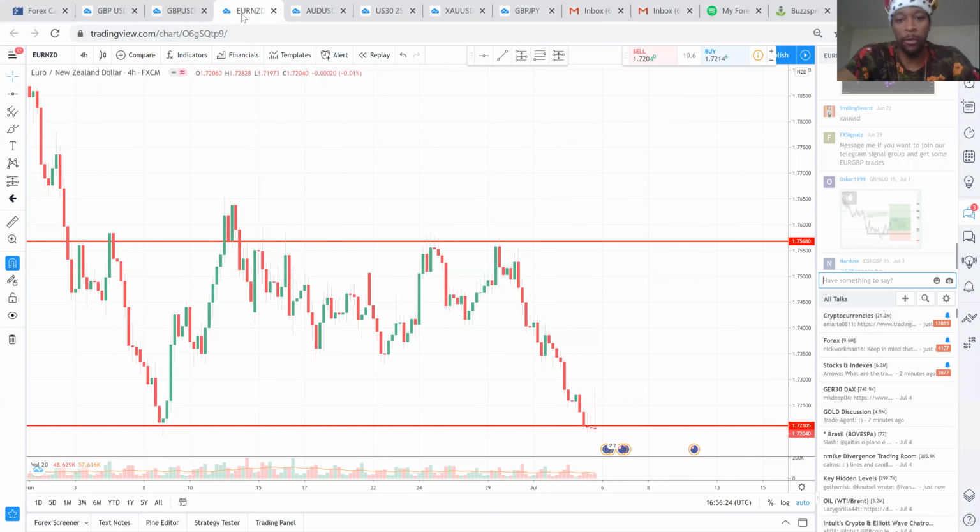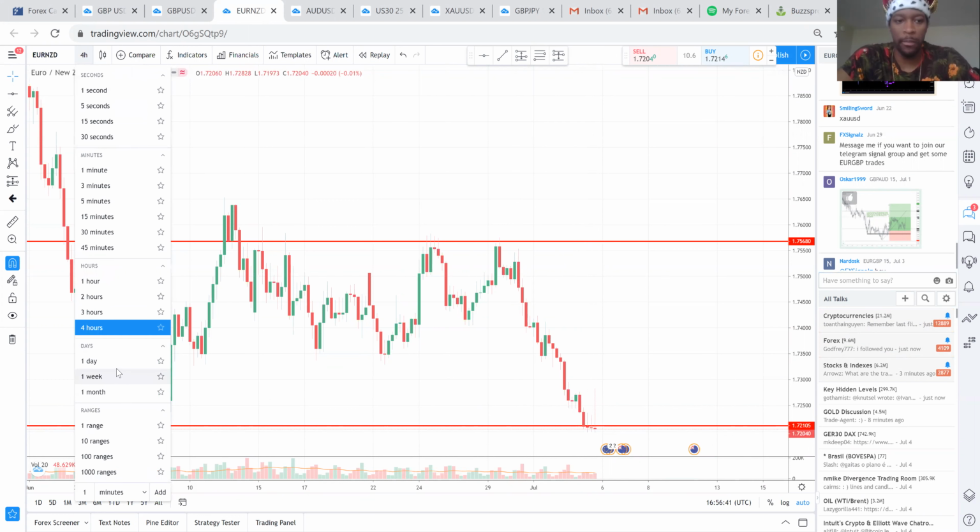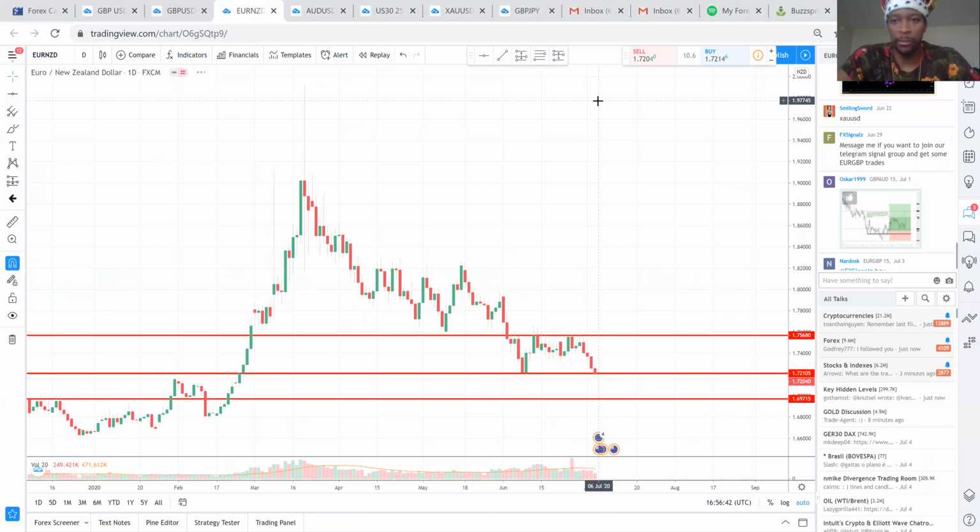And then for Euro New Zealand dollar. So this is a 4-hour chart. So right now, this was a strong area of support that looks like it's been broken and closed below this area. So we go to the daily chart. For those of you guys who trade this pair, we can see the market continuing potentially for a downtrend still for this week.